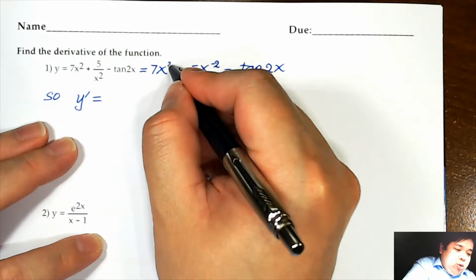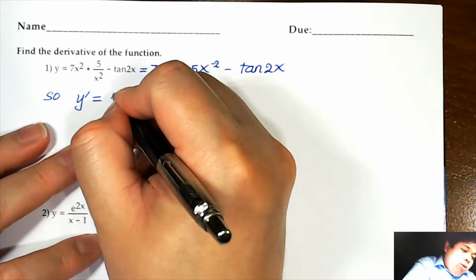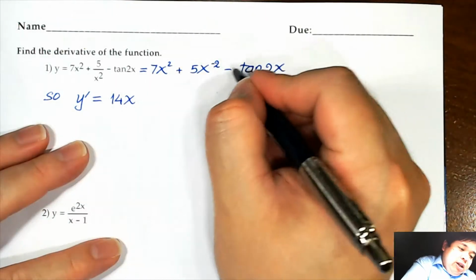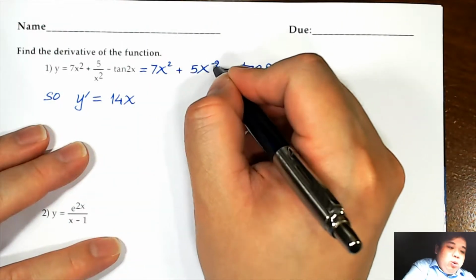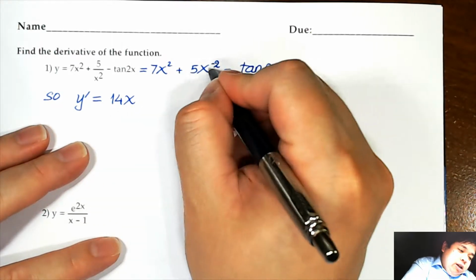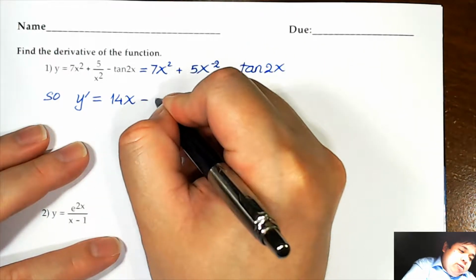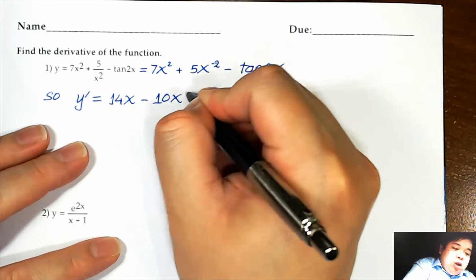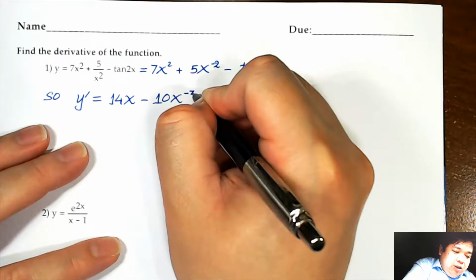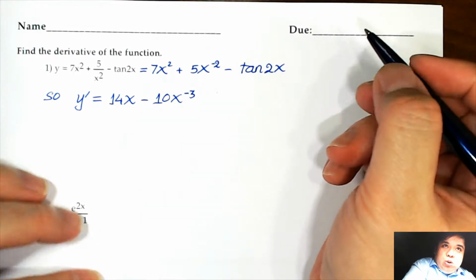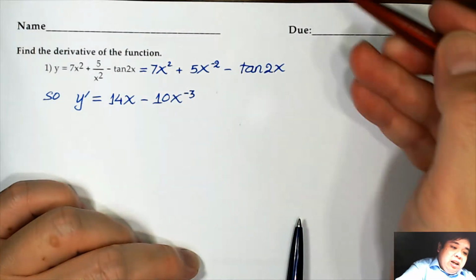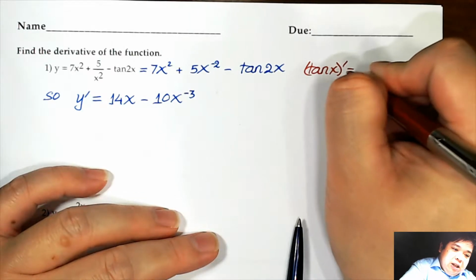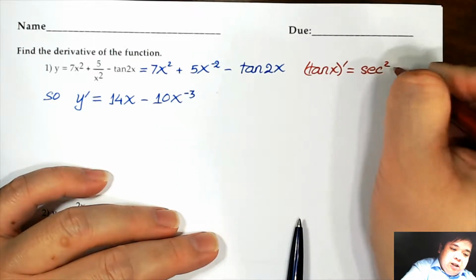Derivative of 7x squared, we take out the 2. 2 times 7 is 14. X, 2 minus 1 is 1. So that's what we have. Next, 5x to negative 2. Move the negative 2 down. Times 5 will be negative 10. X, negative 2 minus 1 is negative 3. The tangent of 2x. The tangent of anything in general, derivative of tangent x is secant square of x.